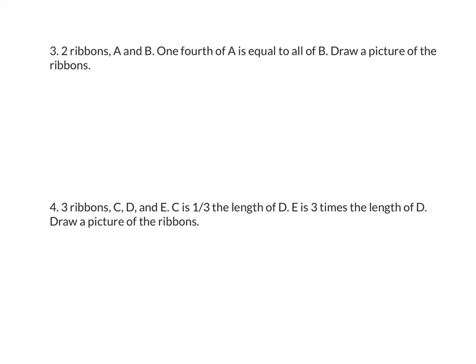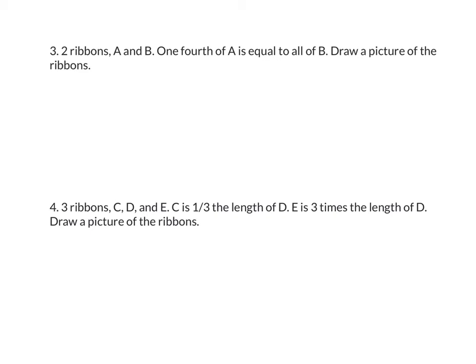Okay, this time we have to draw 2 ribbons, a ribbon A and a ribbon B. Okay, 1/4 of A is equal to all of B. So first of all, how many ribbons are we drawing? 2. How many tape diagrams then are we drawing? 2. Are they stuck together? No. Okay, and this is like those word problems where it says one thing is less than something else. You have to draw 2 tape diagrams on top of each other so you can compare them.